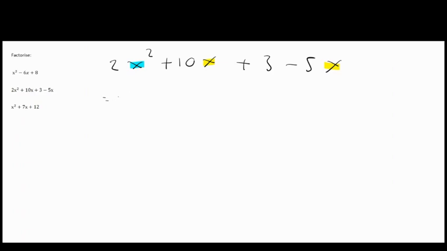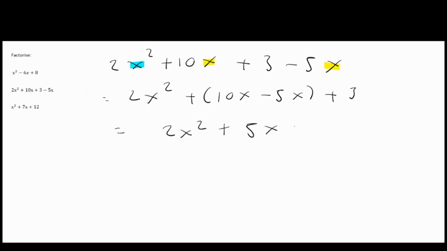So we are going to have 2x squared, and then we're going to have 10x minus 5x plus 3. And 10x minus 5x, we know that that's going to give us positive 5x. Then we just have our positive 3 on the side. Now we can factorize what we have.